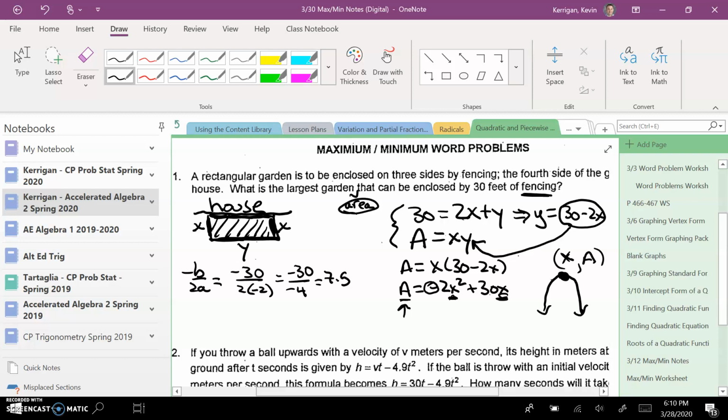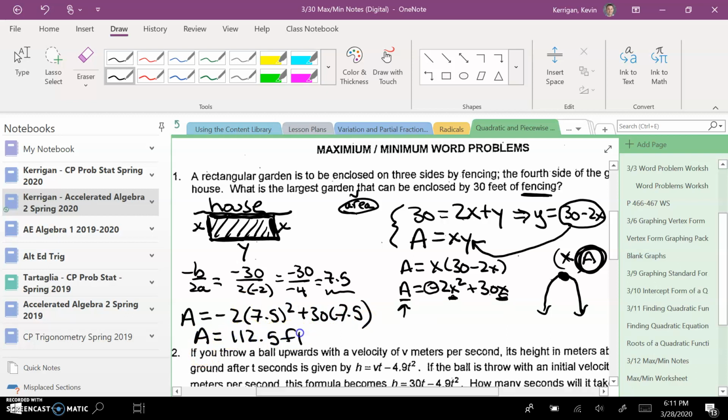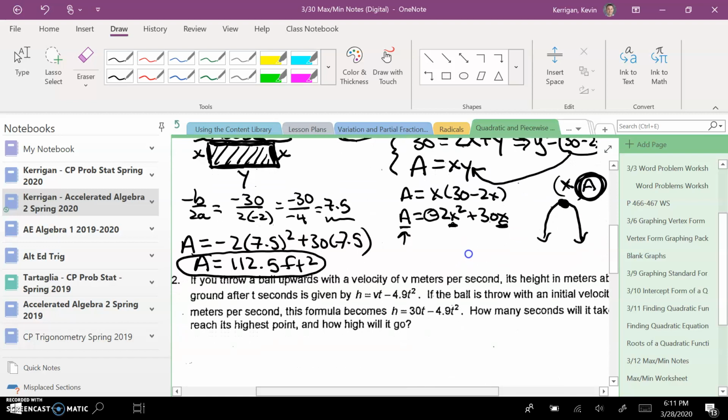Now, what I need is, if I wanted to find what the actual largest area is, well, that's this a value of my vertex. So take the answer I got for x, plug that right back into my equation, and just simply solve that for a. So my area is 7.5 squared plus 30 times 7.5. And if you do that on your calculator, you will get 112.5 square feet. So that will be the largest garden that I could possibly make with 30 feet of fencing. Okay? Next.